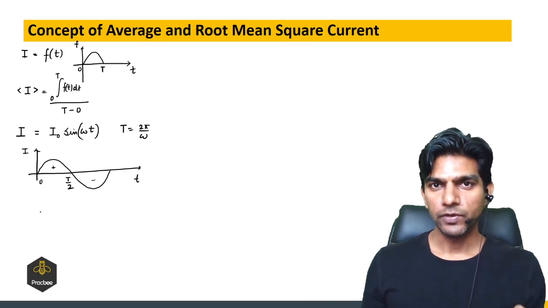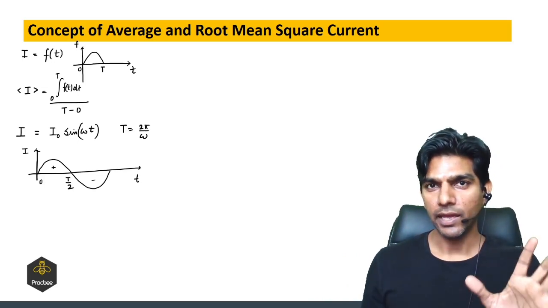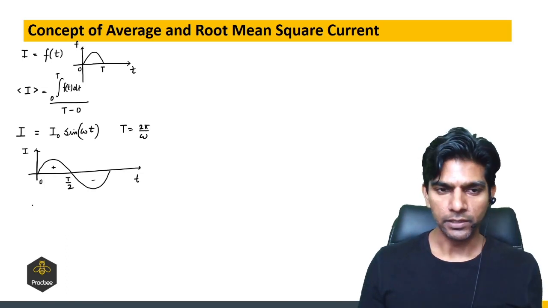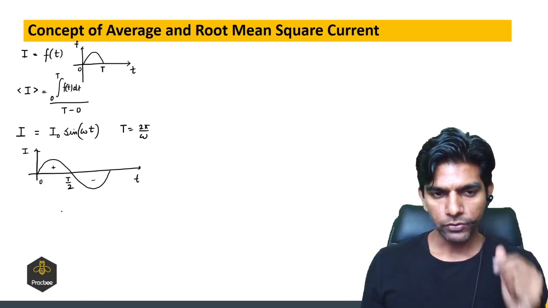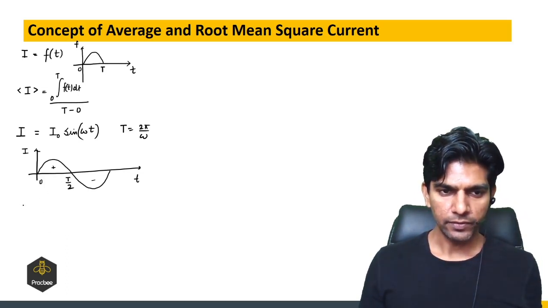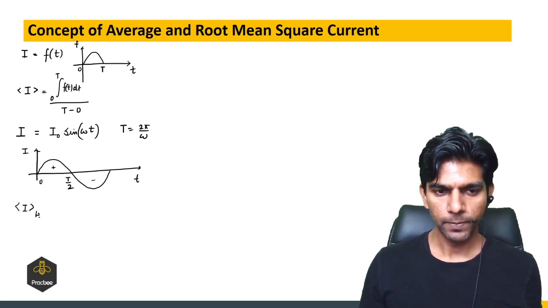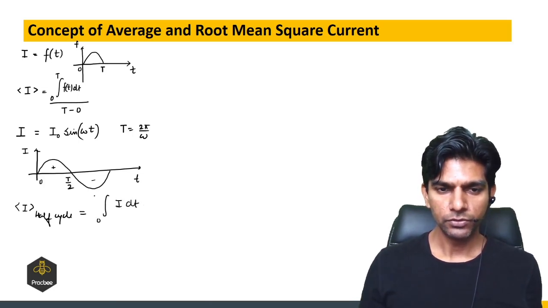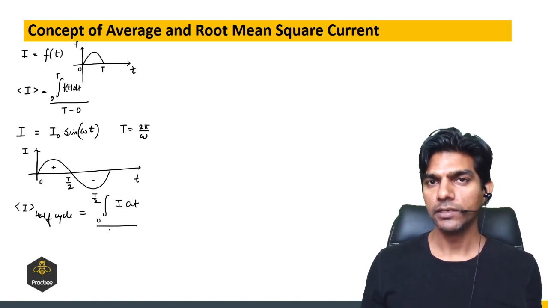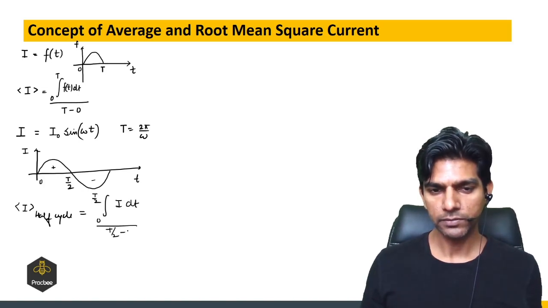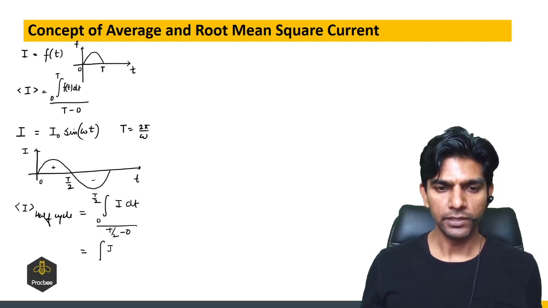So in this particular question, we have to find the average value in half cycle. So we can say the average value in half cycle will be the integral of I dt from 0 to T by 2 divided by the duration, so T by 2 minus 0. So let us integrate this. Integral of I naught sine, where I can write omega as 2 pi by capital T, times t.